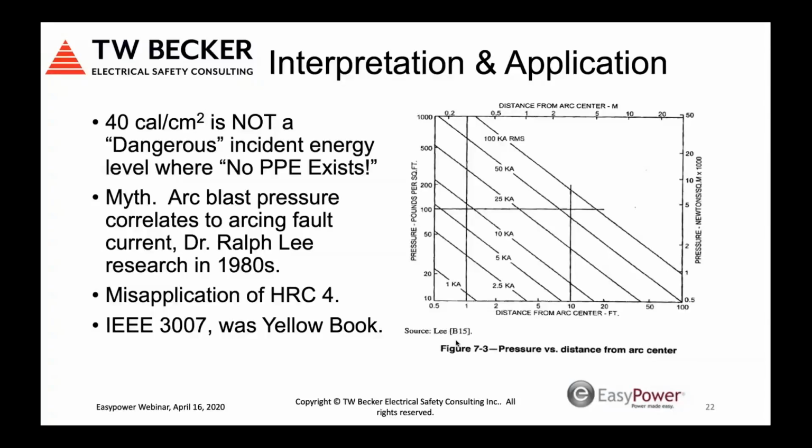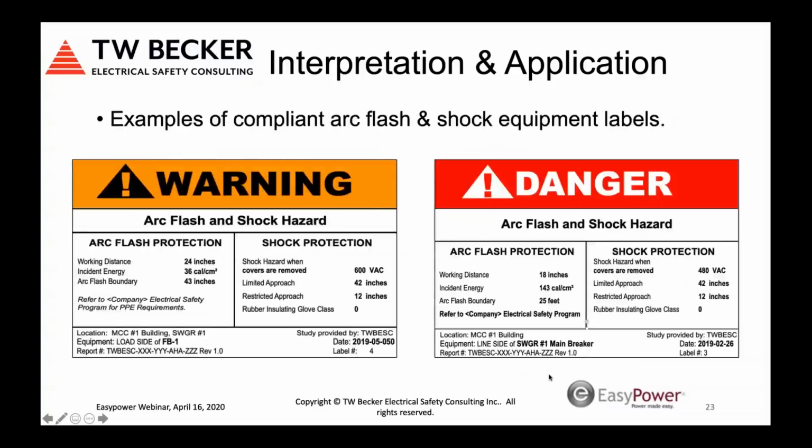Blast pressure correlates to arcing fault current, and you can see on the graph that it's distance related. You can see the arcing fault current go up and cross-correlate to a pressure in pounds per square foot. This is actually documented in the IEEE, which is now the 3007 series. It used to be in the Yellow Book, so this information is available.